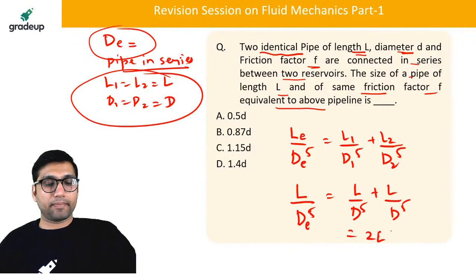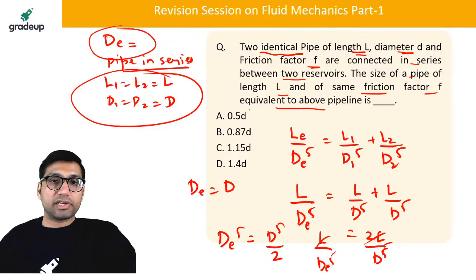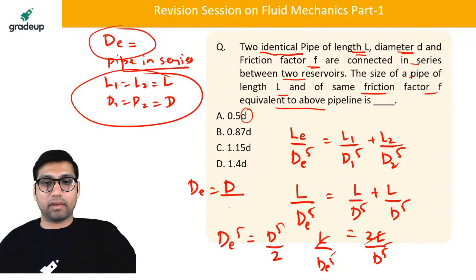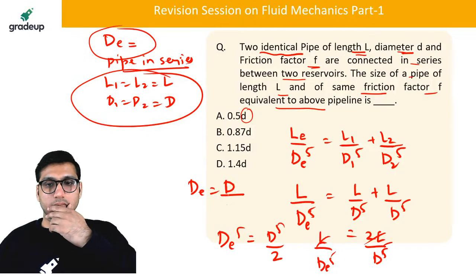This will be equal to 2L divided by D power 5. L and D power 5 will get cancelled out. So you can simply say that equivalent diameter power 5 is equal to D power 5 divided by 2. Let us say the initial diameter is equal to D. They have given D here, so let us say this is D divided by 2 power 1 by 5.